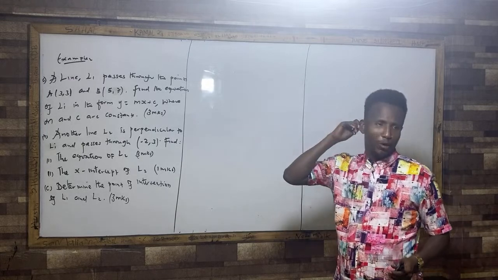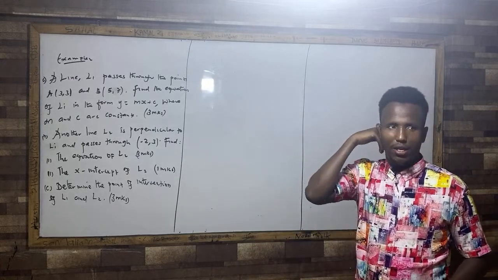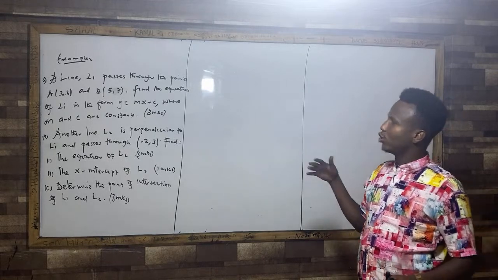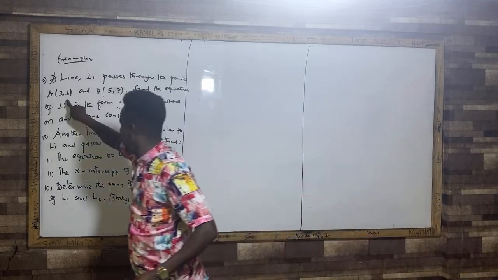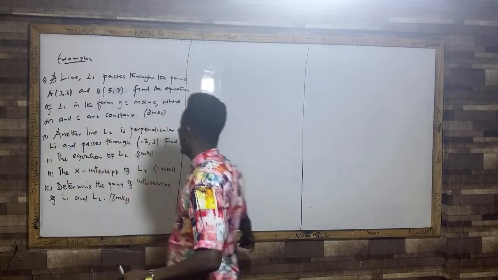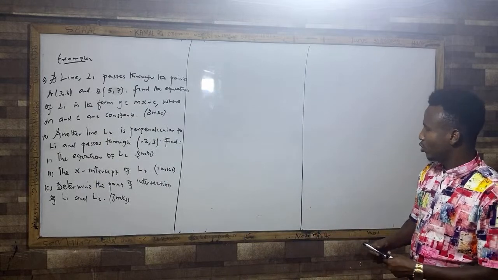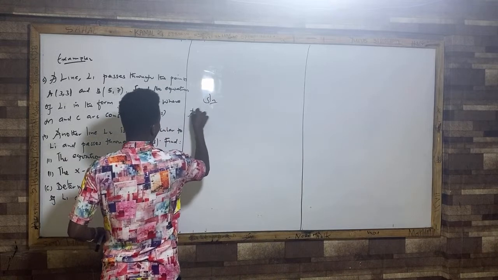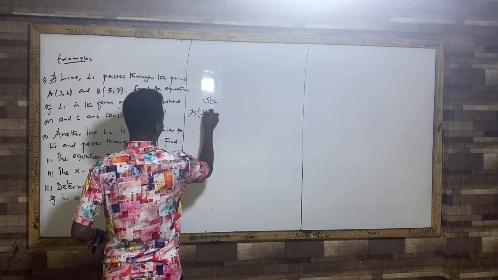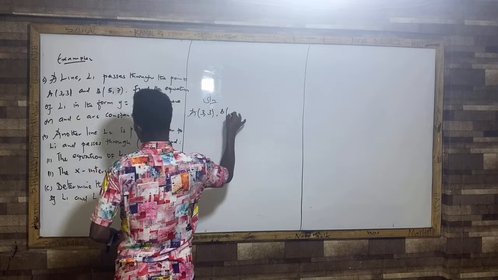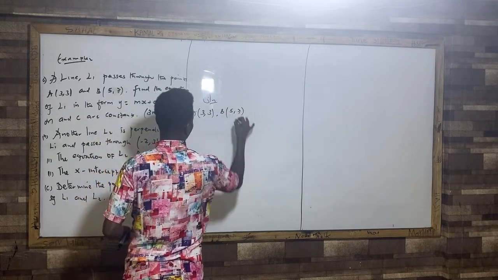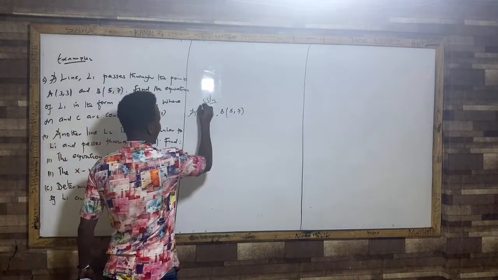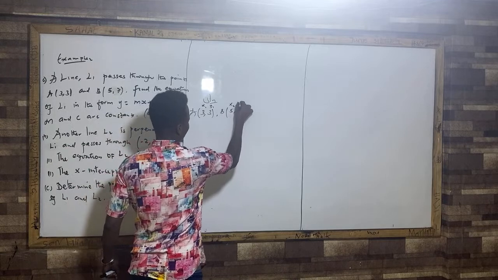You're told find the equation of line L1 in the form y = mx + c. So I have these 2 points. Coming to the solution, I have A as (3, 3) and B as (5, 7). Now I can get the equation. I can say x1, y1, x2, y2.